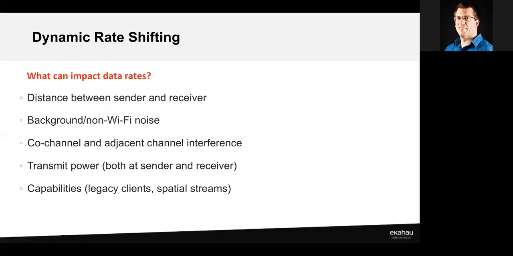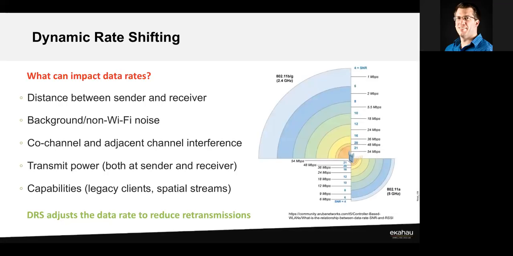Capabilities, again, we've discussed spatial streams. So this also affects the rate that the clients can associate to. Dynamic rate shifting basically adjusts the data rate to promote more efficient communications and reduce the retransmissions that are seen in the network. So this is just a little diagram taken from an Aruba document.